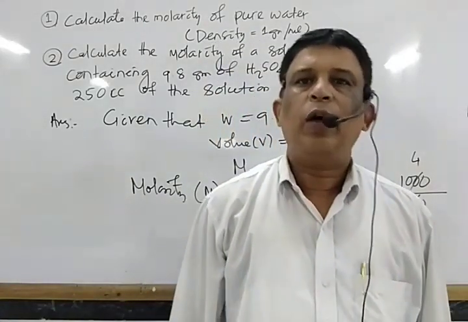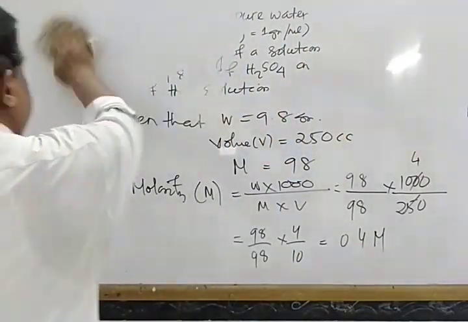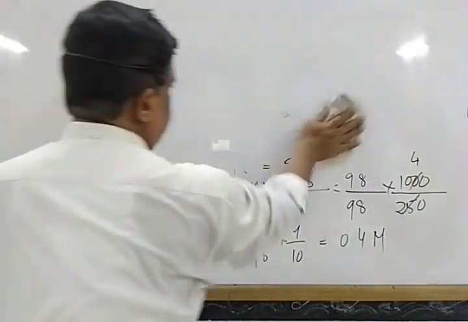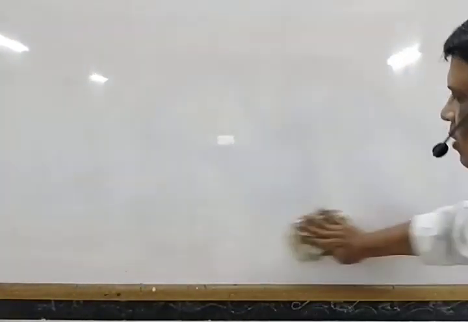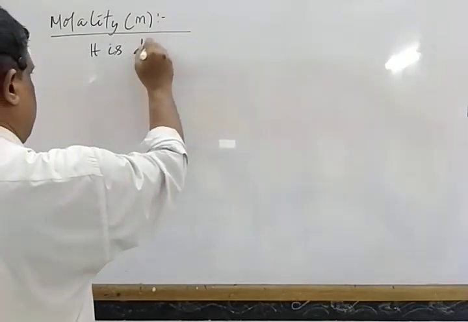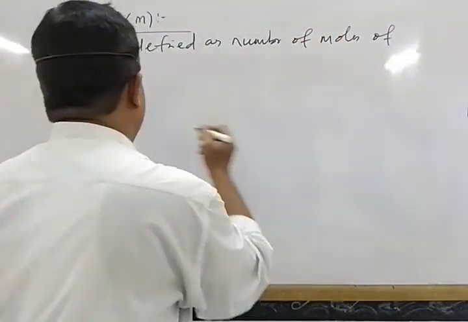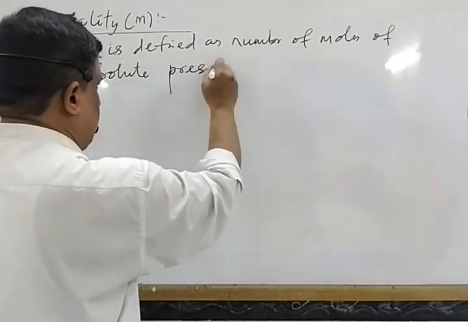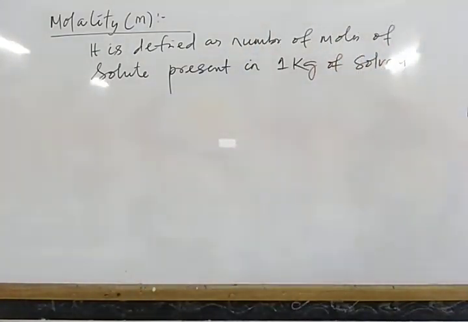Then switch over to the next way of expressing concentration, that is molality. The next method to represent the concentration is known as molality, symbolically small m. It is defined as the number of moles of solute present in 1 kg of the solvent. Mark that, I read again. Molality is defined as the number of moles of solute dissolved per 1 kg of the solvent.